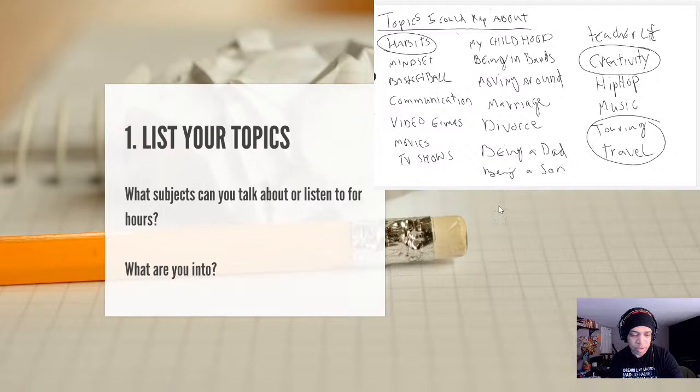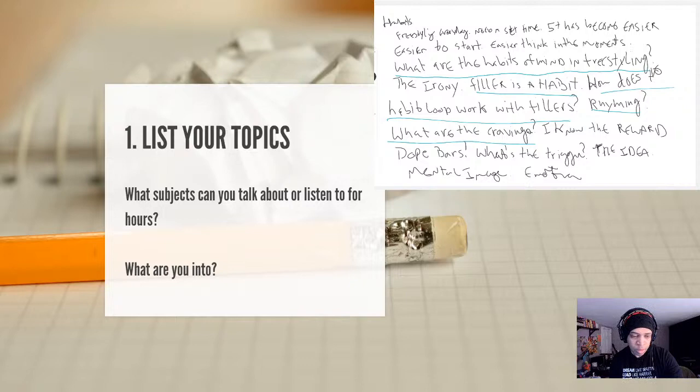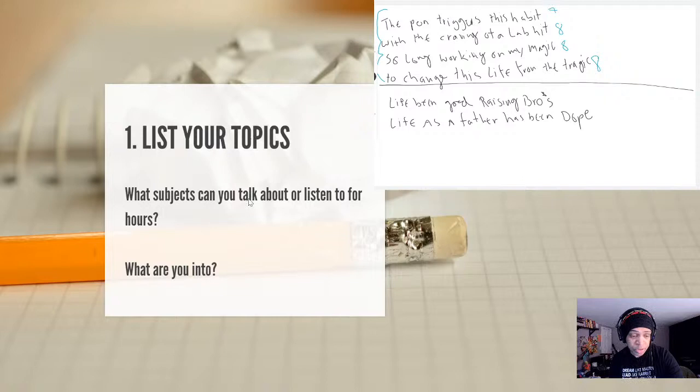I circled habits, creativity, touring and travel. And I did some free writing about habits. But by the time I got to my verse here, habits is just the starting point of this particular verse. I am talking about some other topics I'm into, like creativity. I'm working on my magic, trying to make a hit. I'm talking about music, that drive, hip hop. So even though I started with the idea of habits, what actually came out still connects to a broader topic, even though that wasn't the starting point. And that's completely okay, right?